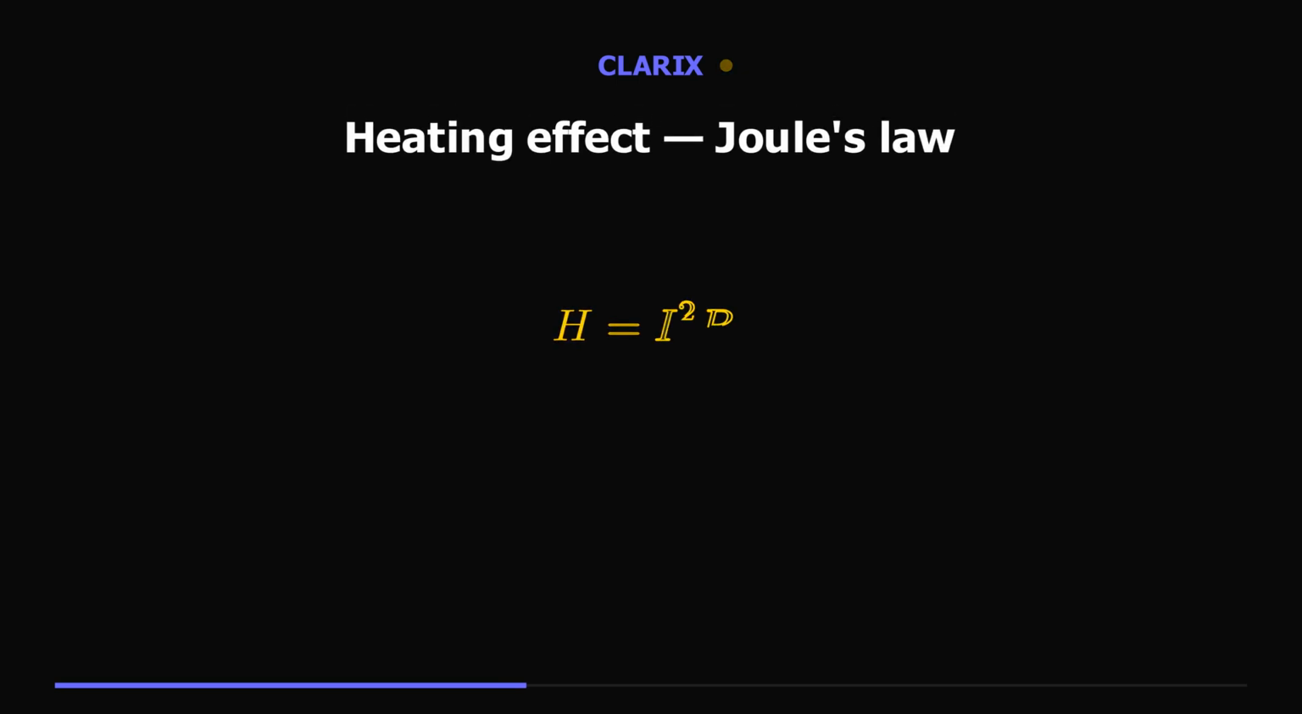Now, what does the current do as it pushes through a resistance? It heats it up. This is the heating effect, and Joule's law gives the heat produced. H equals I squared times R times T. So the heat depends on the current squared, the resistance, and the time. Double the current and the heat quadruples. That's why current matters so much.